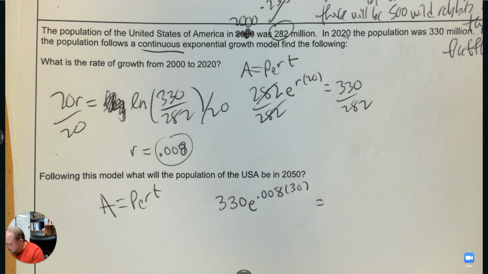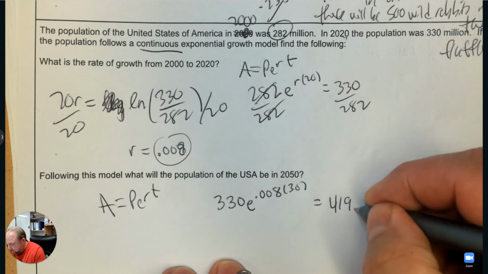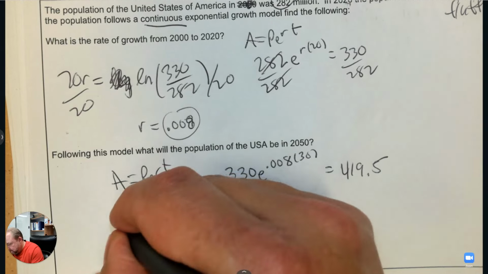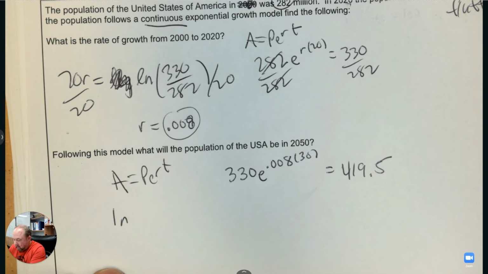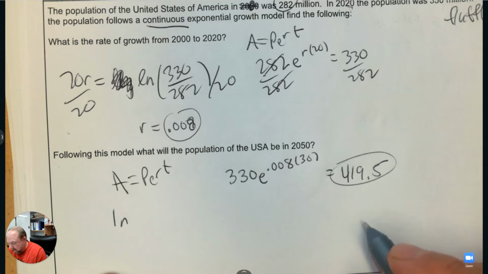So 330e to the 0.008 times 30. We'll round. So at that growth rate, that will be the population of the United States in 2050.